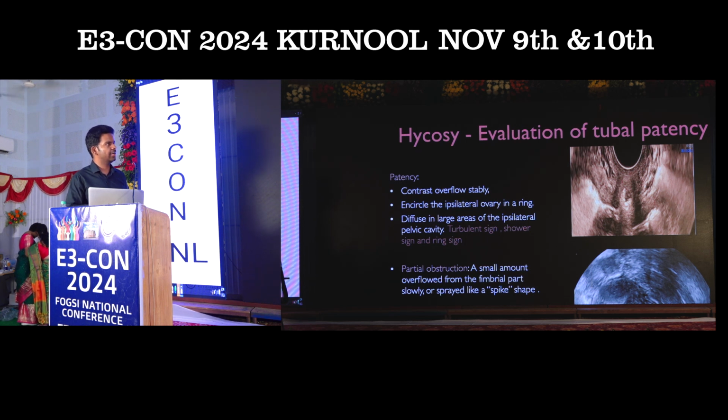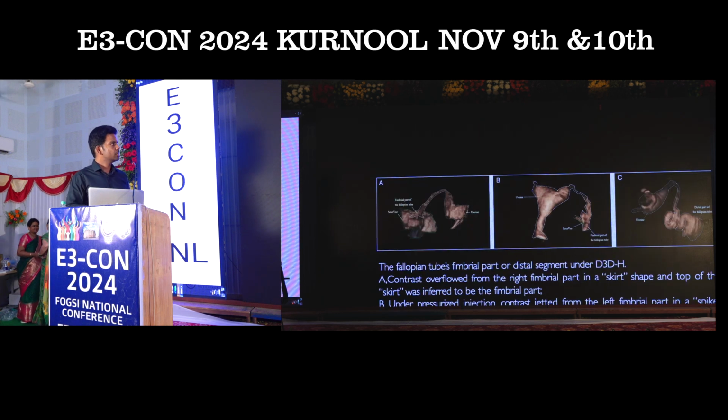So we can clearly identify tubal patency on the contrast sonography, where we can see a shower of ultrasound contrast in the peritoneal cavity. We can call it the turbulent sign, shower sign and ring sign. Ring sign is where the contrast will be encasing, surrounding the ovary. So these are the signs where we can see the distal end of the fallopian tube, fimbriae, and this is the contrast which was overspilled, indicating a patent tube. So this is called a skirt sign.